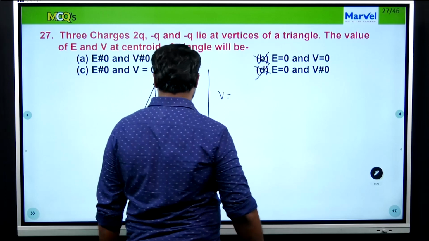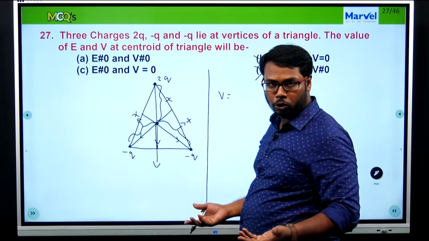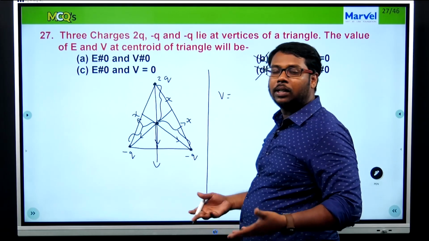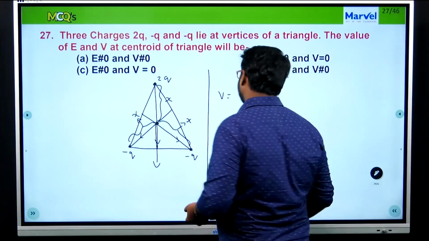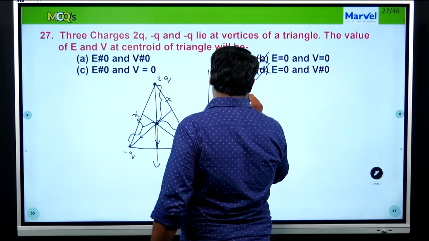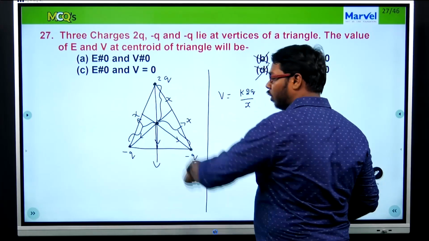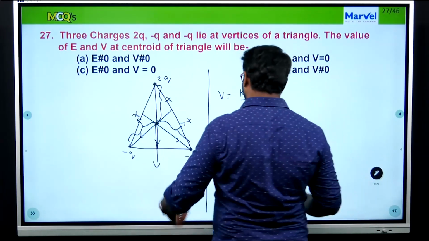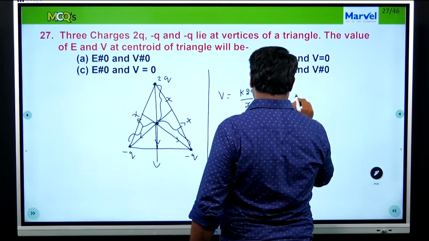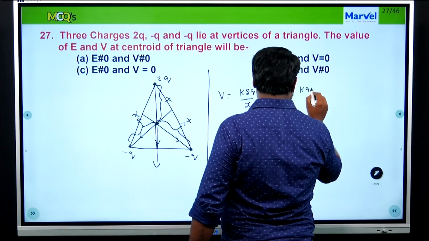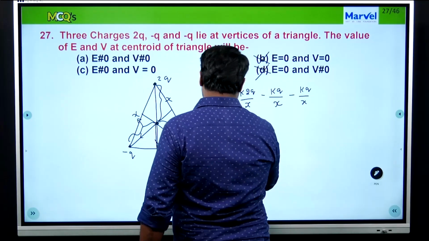So, first this is assumed to be a unit positive charge, even though it has some value. I am not worried about that because we are dealing with the potential. So, V is equal to k into 2q by x is the potential offered to this particular charge, and for this, minus k into q by x, minus k into q by x for this. So, now if you add everything, V goes to 0.